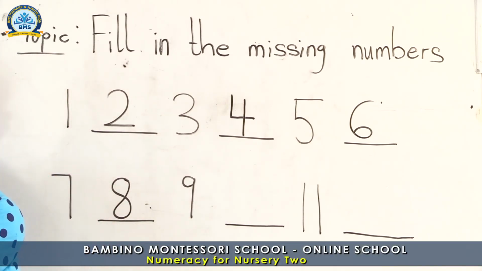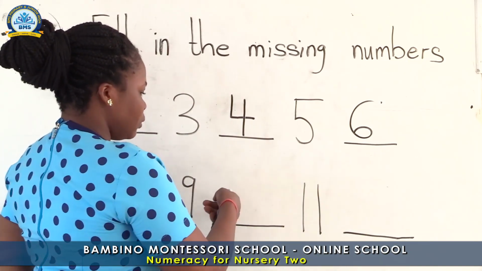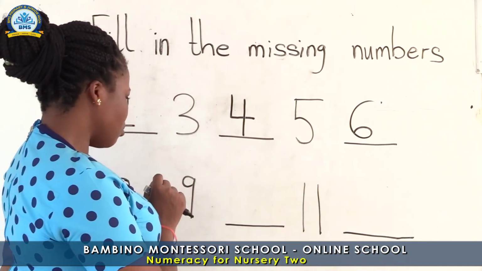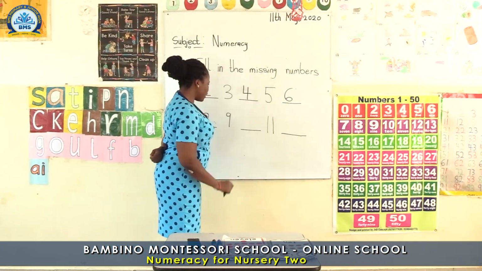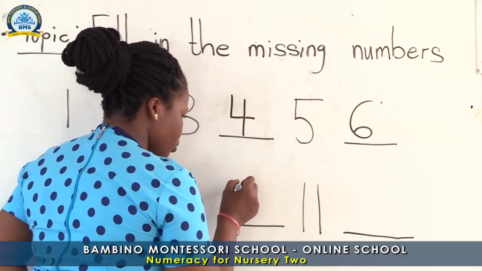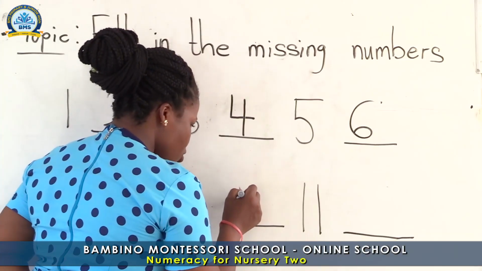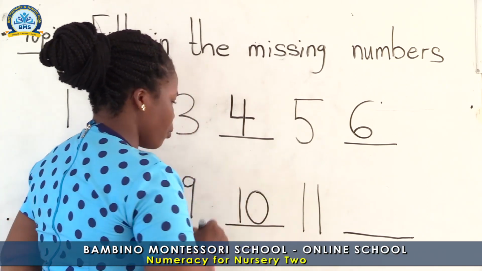Great. Good. Now next to 9, there's a missing number here. Let's look through and see if we can find the missing number. The missing number is 10. So let's write it. You write your 1, then you write your 0.